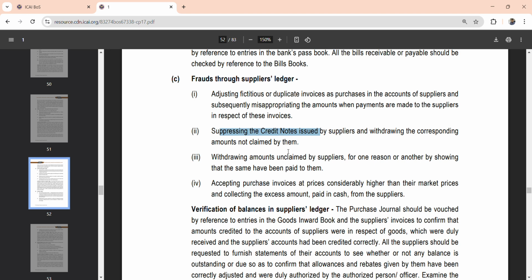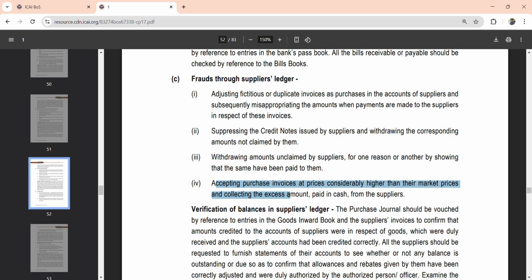So next one is suppressing the credit notes issued by suppliers and withdrawing the corresponding amounts not claimed by them, and withdrawing amounts unclaimed by suppliers for one reason or the other. This one is suppressing the credit notes, whereas next one is withdrawing the amount not yet claimed or not availed by the suppliers.